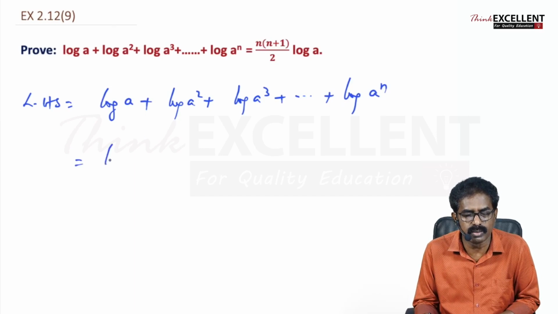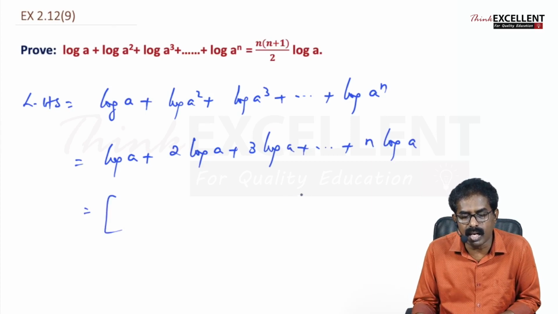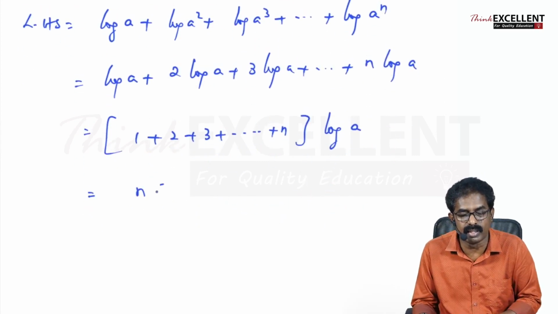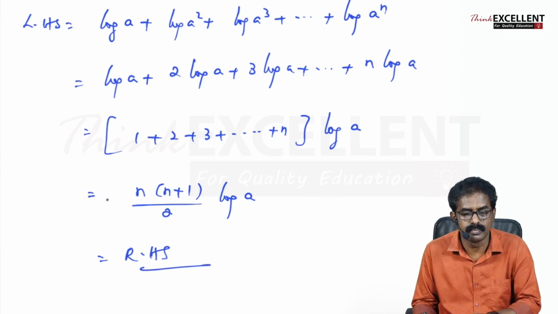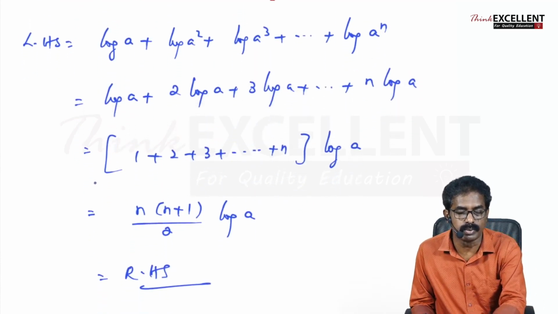Very simple question. So you can write log A plus you write 2 log A, apply power rule, plus 3 log A plus etc. plus n log A. In all the terms, what is common? Log A is common. Take log A common, remaining 1 plus 2 plus 3 plus etc. up to n. Sum of n natural numbers, you know the formula, n into n plus 1 by 2 into log A, and that is our RHS. So very simple question. Just try to apply power rule, take common value outside, you are getting the answer.